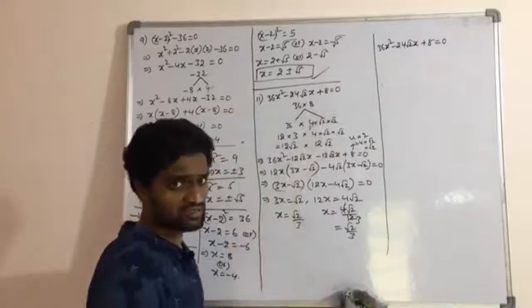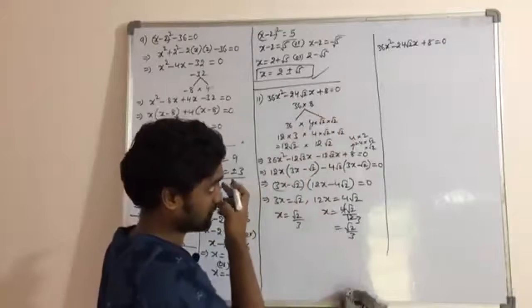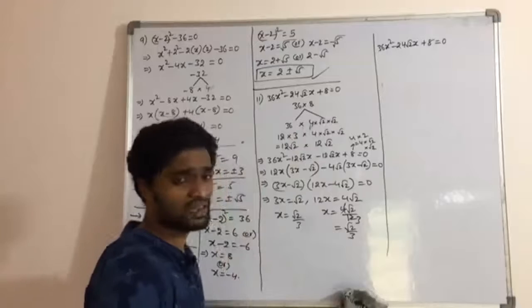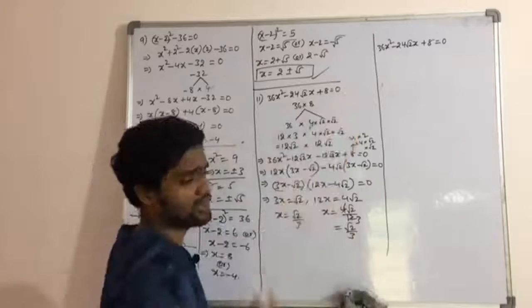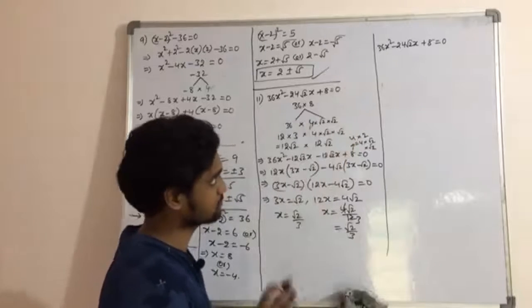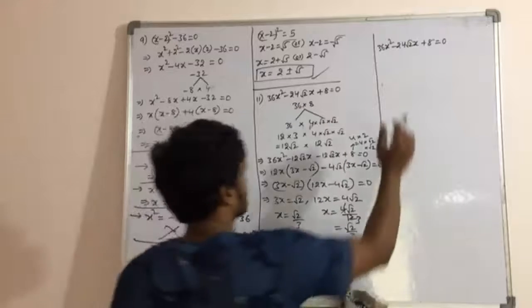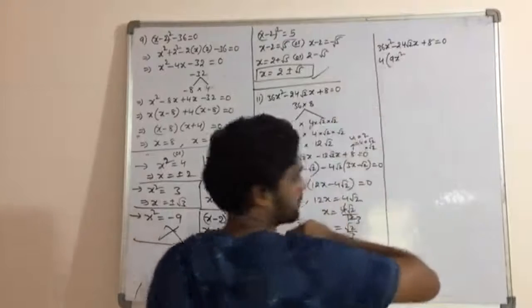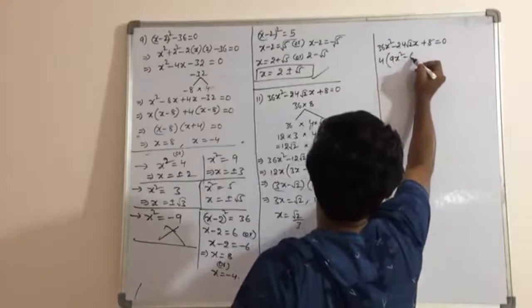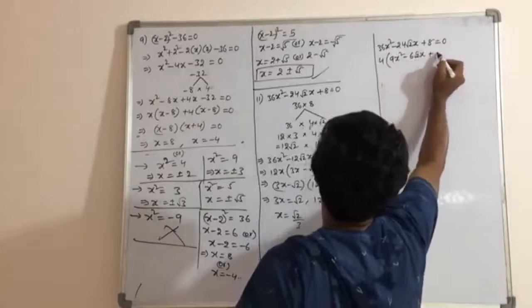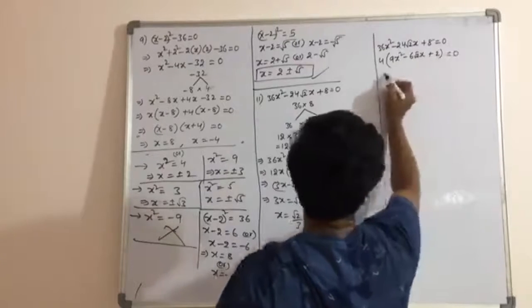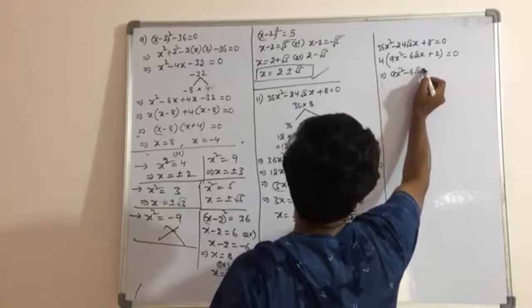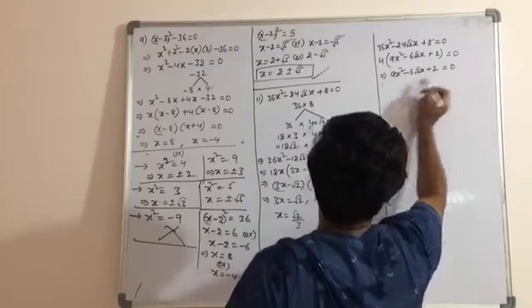In the three coefficients of the equation, is there any number common? Is there any number common from all the three coefficients? Yes. What is that? 4. Take 4 common. 9x square minus 6 root 2x plus 2 is equal to 0. Now the equation becomes very simple.